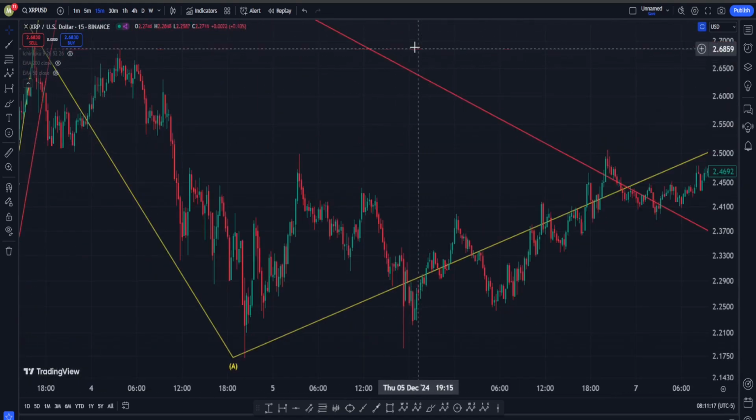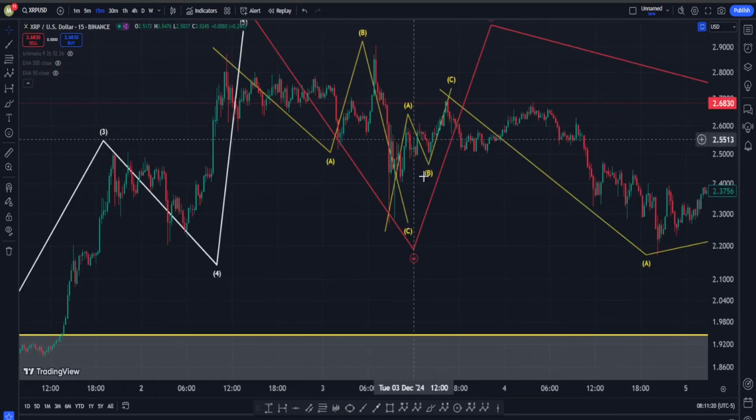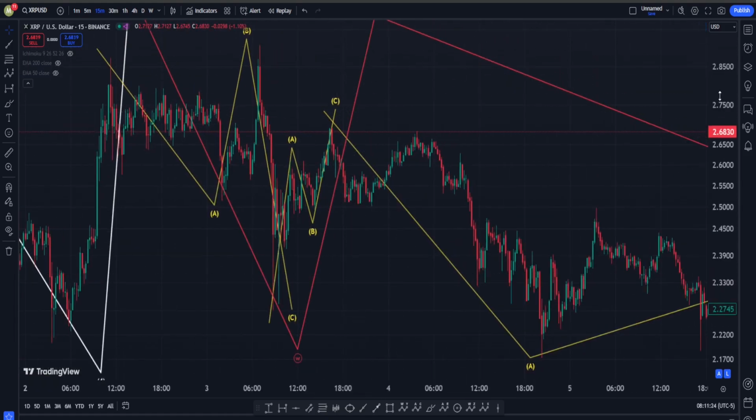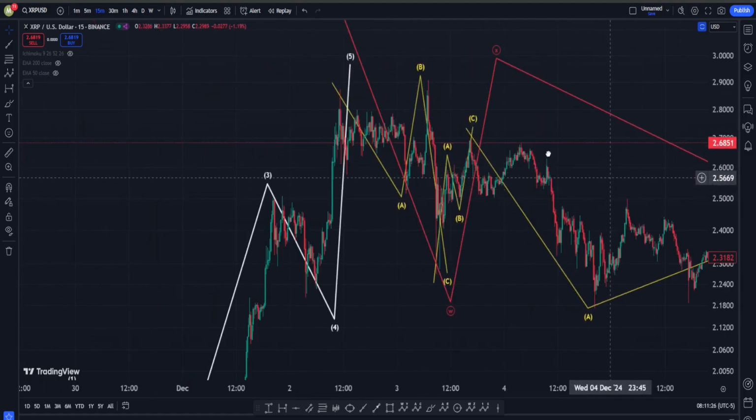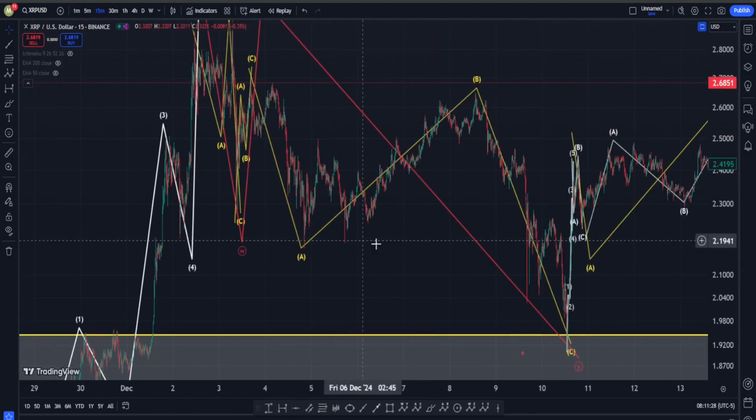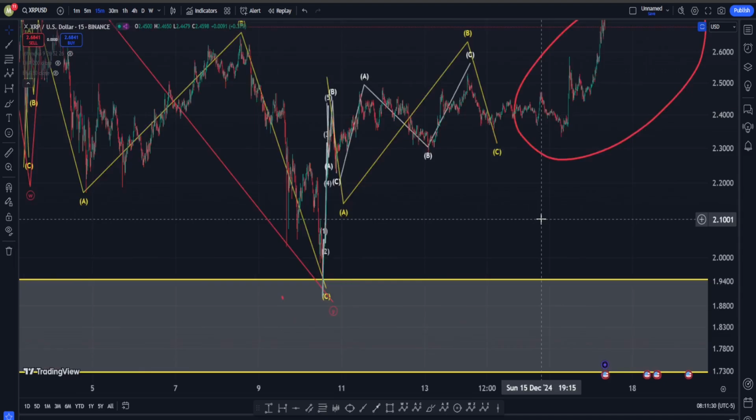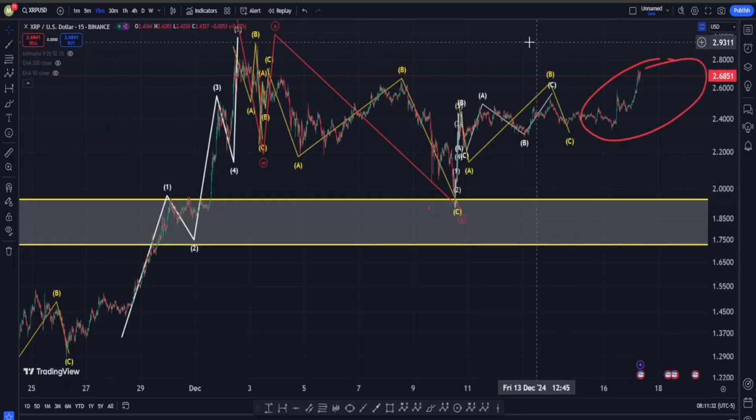And let's zoom in more. Okay, this is ABC down in form of an expanded flat into wave W, ABC up, correction into wave X, and this can be our second ABC zigzag down into our wave Y. And from here, we're just going to continue our uptrend and take the highest side for the first target.